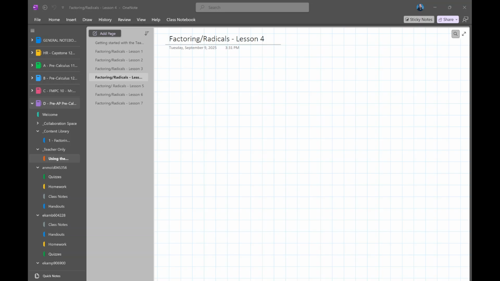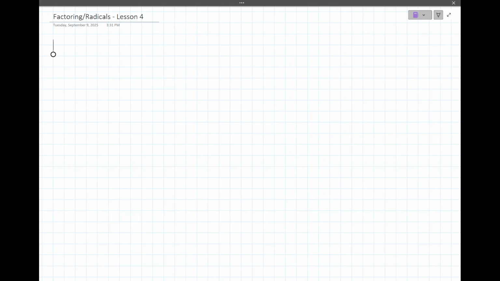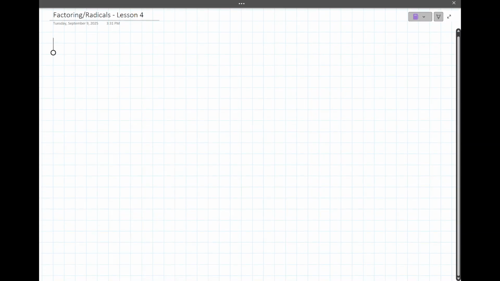Welcome back, math fans. We are looking at simplifying radicals today. So we are going to do that for lesson 4. This is simplifying radicals, right?